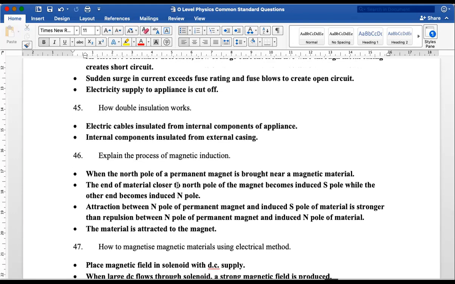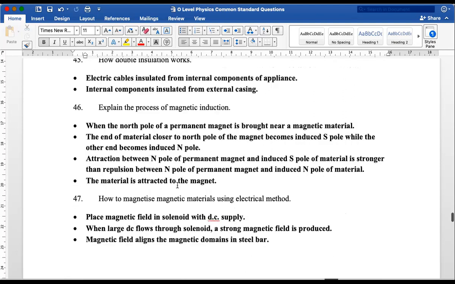How double insulation works. Electric cables are insulated from the internal components of appliances, and internal components are insulated from the external casing.